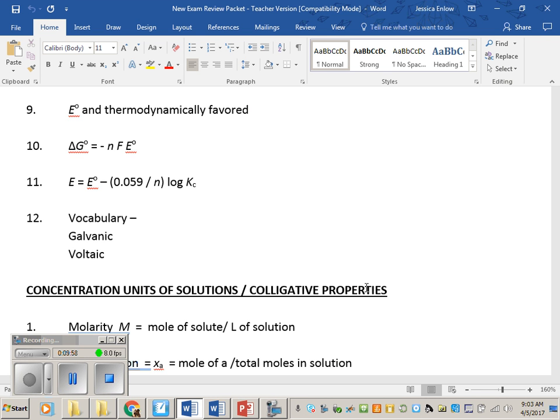So let's talk about this example. My example I think was aluminum solid plus copper 2 yields copper and aluminum. Balance it.